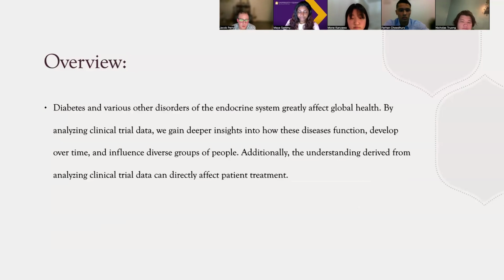As an overview, we focus mostly on the main ones, which are diabetes type 1 and type 2 mellitus. These are probably the two leading the charge in terms of the diseases affecting global health on an international level. We analyzed clinical trial data, and this allowed us to get better insight as to where improvements are needed, and to pull out any correlations, patterns, or trends that we found within the clinical trial data.